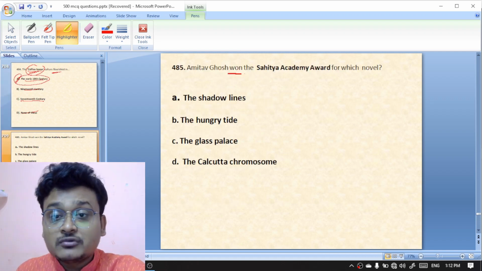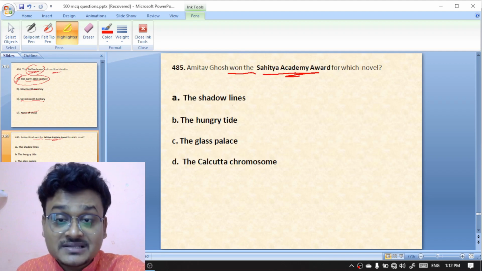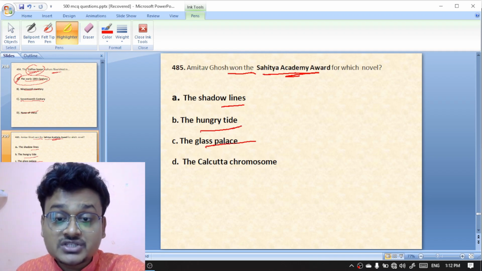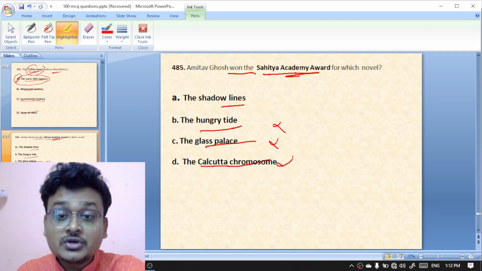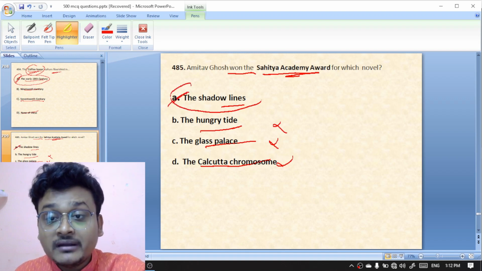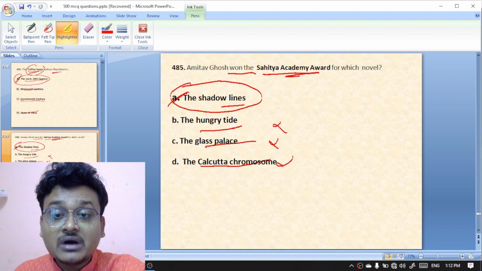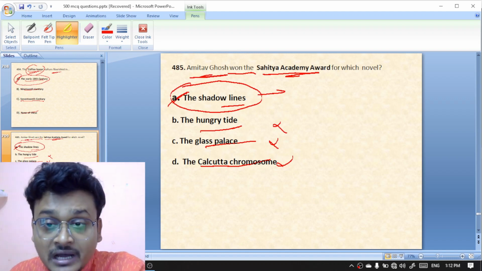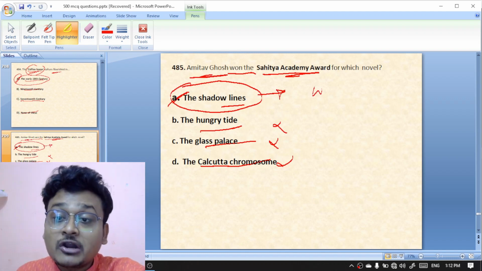Amitav Ghosh won the Sahitya Akademi Award for which novel? The Shadow Lines, The Hungry Tide, The Glass Palace, The Calcutta Chromosome. So it was The Shadow Lines. It was for this work that the Sahitya Akademi Award was given to Amitav Ghosh, and it is set in the backdrop of World War II.